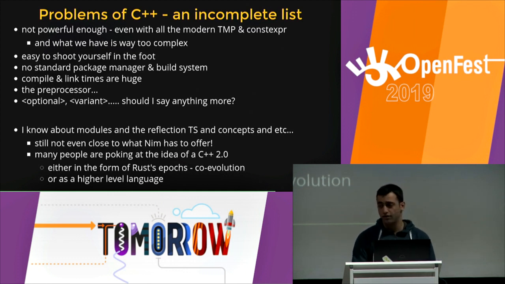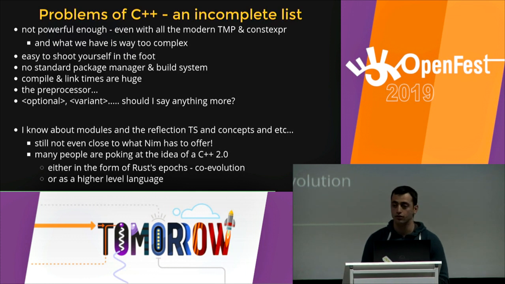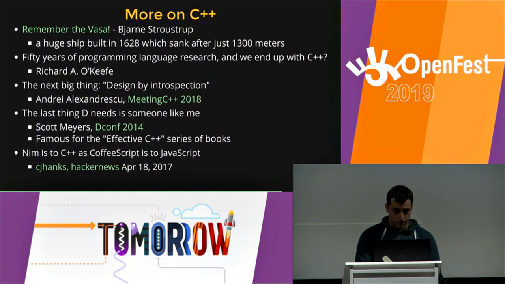Some other problems, yeah, variant, again, discriminated unions in C++. It took them 3 years to design something, and it's still not really cool, and it's still a few thousand lines of code and whatever. In Nim, it comes by default. And yeah, a few interesting quotes, like "50 years of programming language research, and we end up with C++." I mean, whenever somebody says that C++ is fine, in my opinion, he hasn't encountered a really good language.